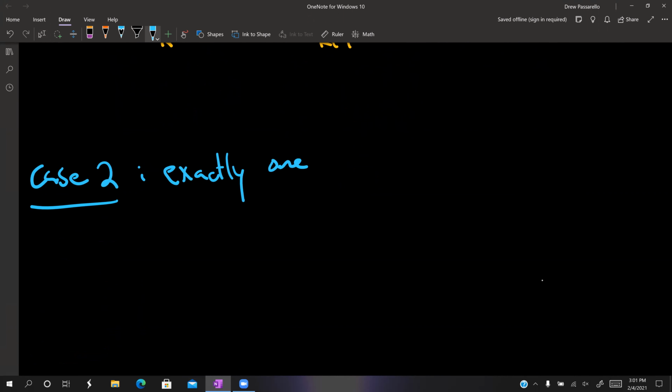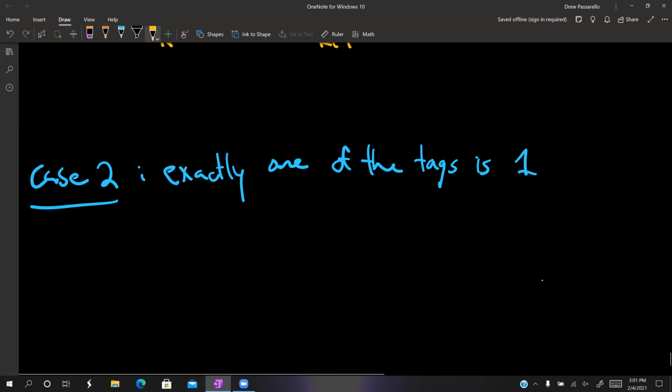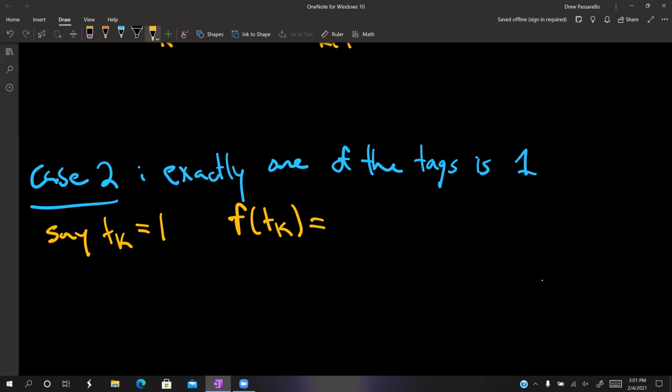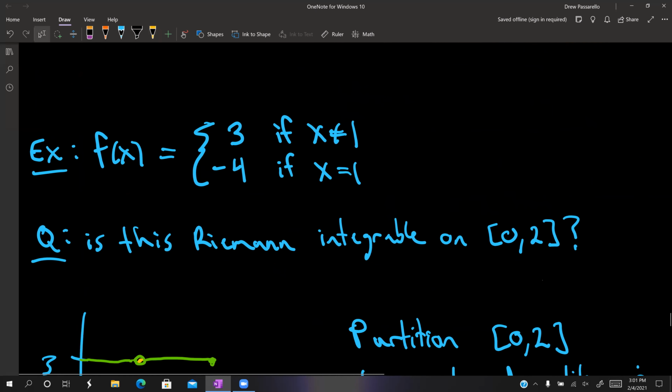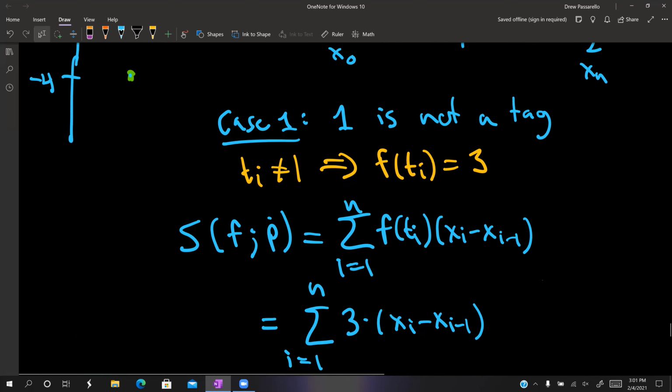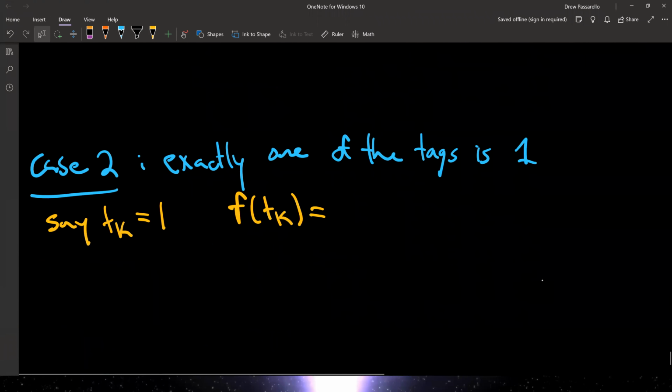So exactly 1 of the tags is 1, just to see what it looks like when you find the sum. All right, let's say tag tk is 1. Well, what do we do when the function is evaluated at tk? That means f of tk, when the value is 1, our function is equal to -4. So f of tk is equal to -4.